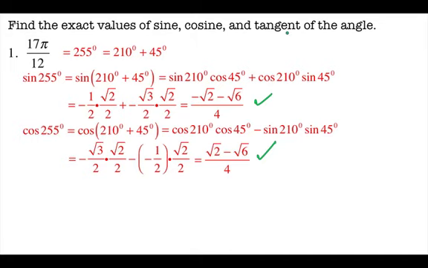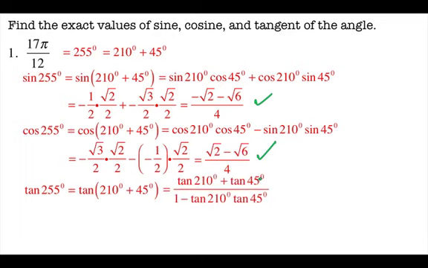Going on to tangent. Tangent of 255, now I'm going to use that formula, and I'm going to be using the fifth formula. So then I have tangent of 210 plus tangent of 45. When this is plus, the numerator is plus, and the denominator is minus. 1 minus tangent of 210, tangent of 45. Then I apply my unit circle. That's how I end up with radical 3 over 3 for tangent of 210 plus 1 for tangent of 45 and so forth. 1 minus this gives me radical 3 over 3 times 1.